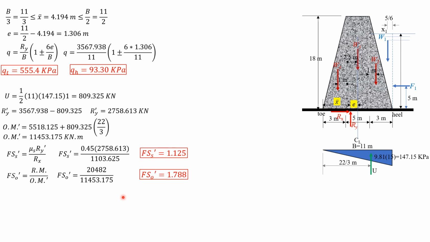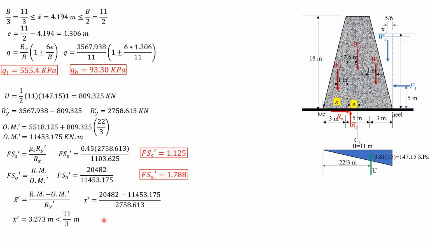Then for x bar prime, righting moment minus overturning moment prime over Ry prime. So it is equal to 2482 minus 11453.175 over 2758.613. So x bar prime is now 3.273 meters, which is less than b over 3. So this is the worst case.